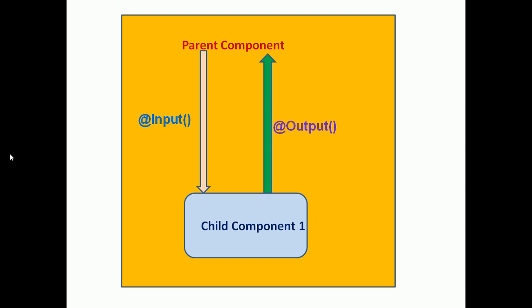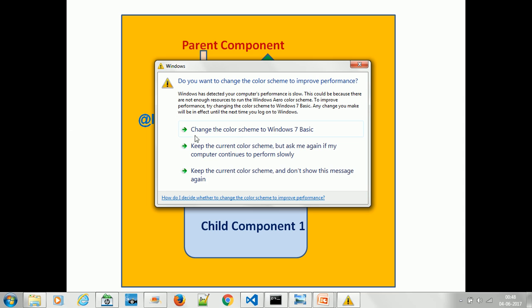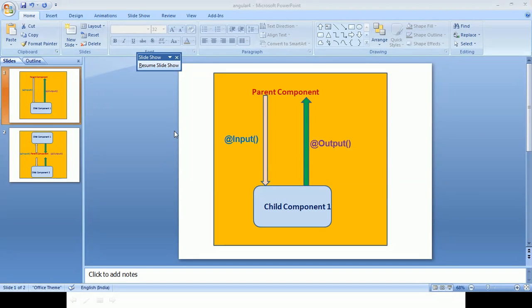So it is very much essential that there should be a mechanism in which the parent and child components should be able to communicate. That is what we are going to demonstrate today, how a parent and child component can share data or communicate. This communication will be done via two decorators. We'll see that one is the input decorator, one is the output decorator.